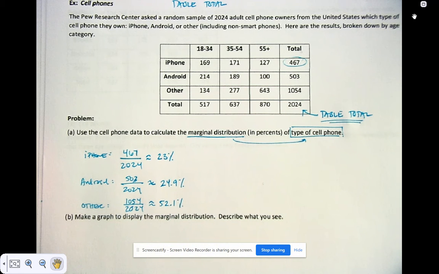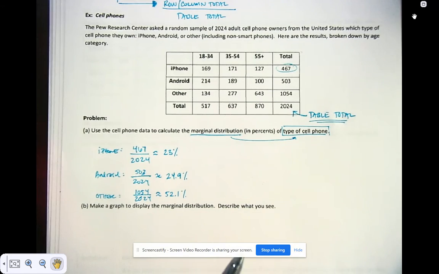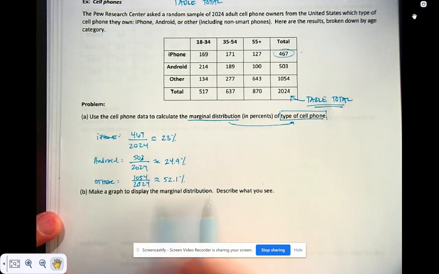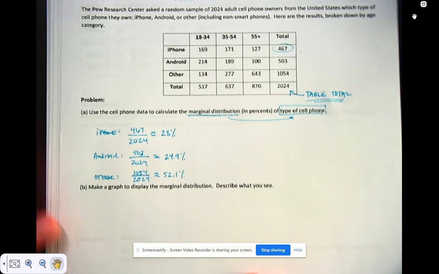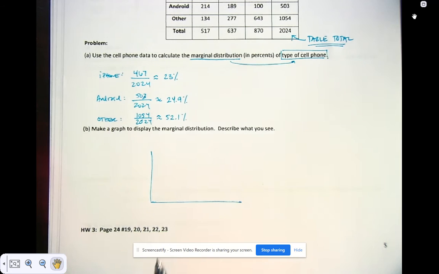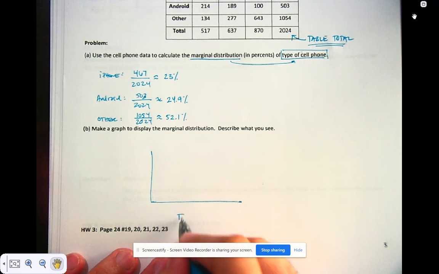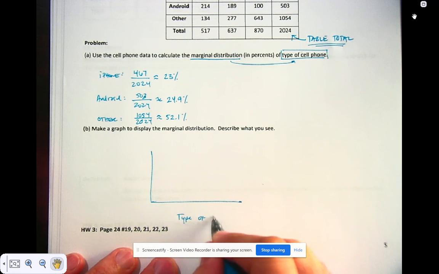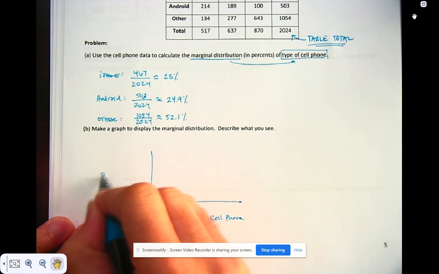Okay. All right. And then the whole point of finding those percentages is let's make a graphical display of the marginal distribution. Well, let's just stick with our bar graph. It seems to make sense. So let's do a bar graph real quick. And we've got labeled axes. This is type of cell phone, right? And then this is going to be percent.